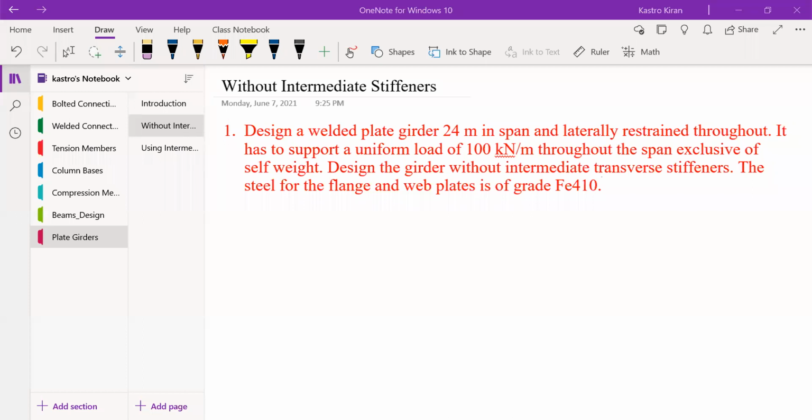Okay, we'll be solving this model problem in the plate girder. What exactly we are going to solve is we are going to design the plate girder without using intermediate transverse stiffeners. So you're not going to use the intermediate stiffeners.